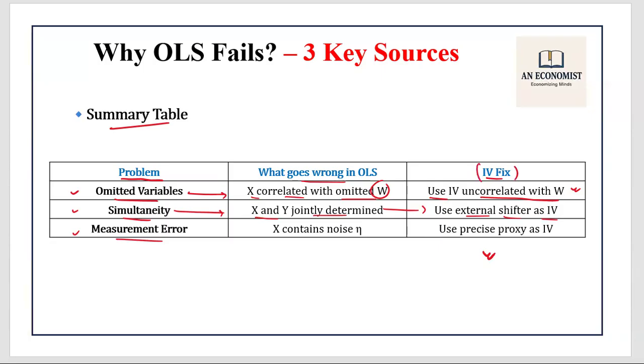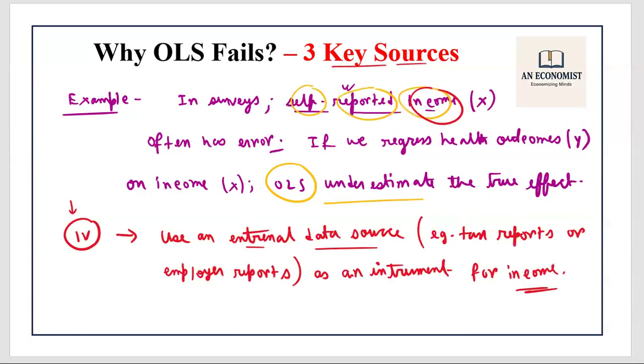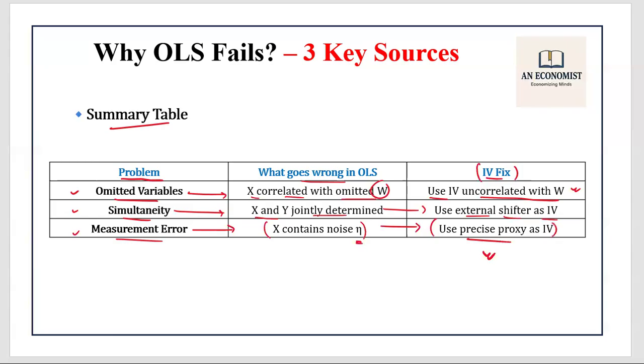And the third and final thing that we have done is measurement error, where we mismeasure one variable or both variables. Measurement error can be in the explanatory variable, or it can be in both the explanatory variable and the outcome variable. In that case, additional noise will come. In that case, we usually use a precise proxy. For our example here, we have used an external data source. It can be tax reports or employer reports, as a proxy of income, used as an instrument in order to avoid biased and inconsistent estimates, right? So this is all I wanted to share in this particular video.